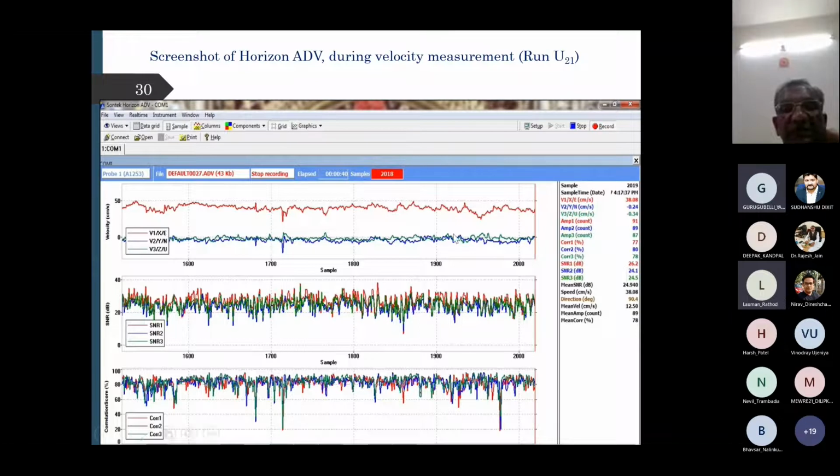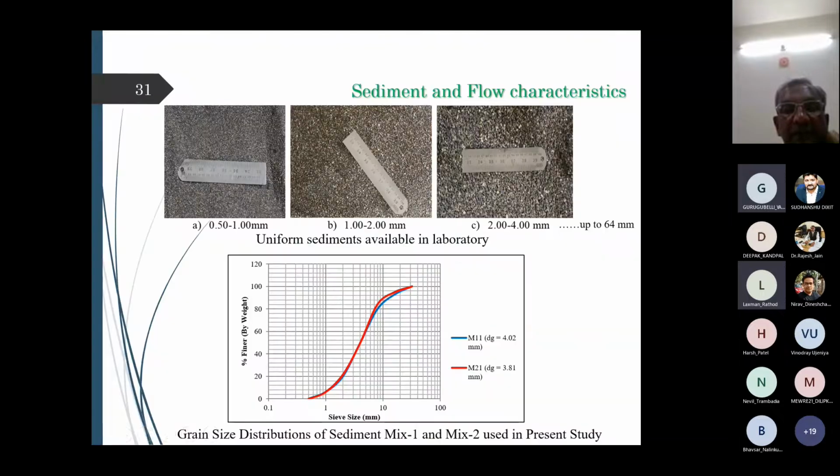So these are a few screenshots of the measurements which we have undertaken previously, right? Now if you take the sediments which we had used in our study, we have taken 0.5 to 1 mm, 1 to 2 mm, and then 2 to 4 mm. Up to 64 mm we can use. And for mixing the sediments in desired sizes, what we have done is for making the mix.